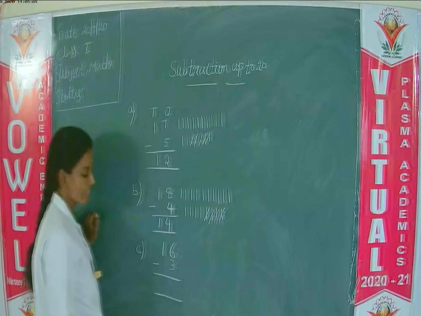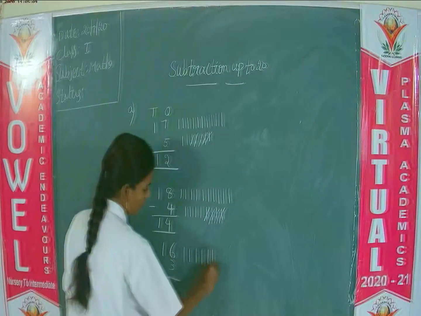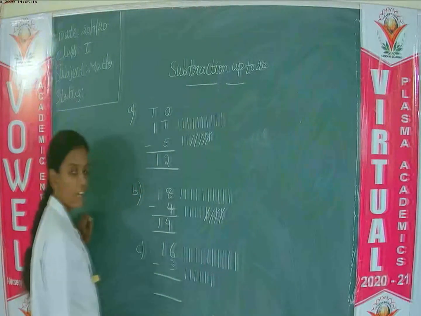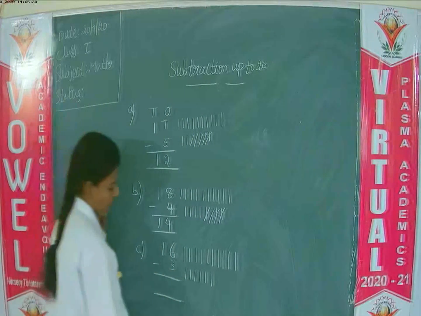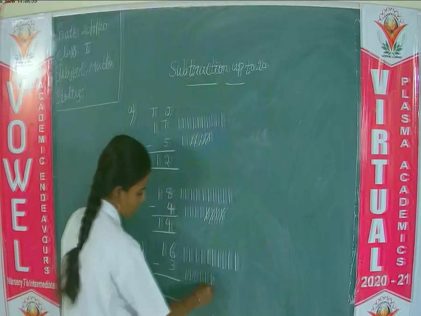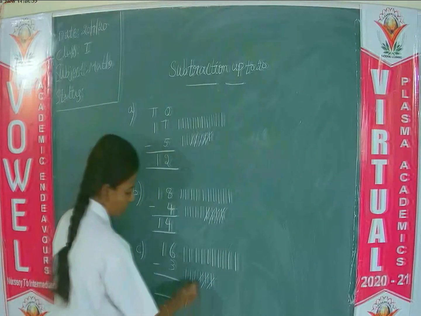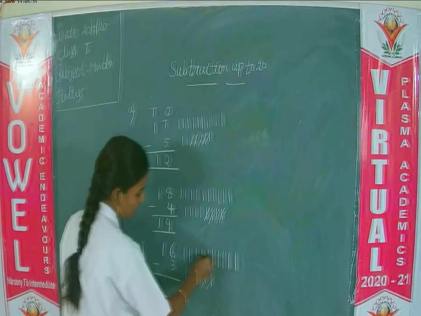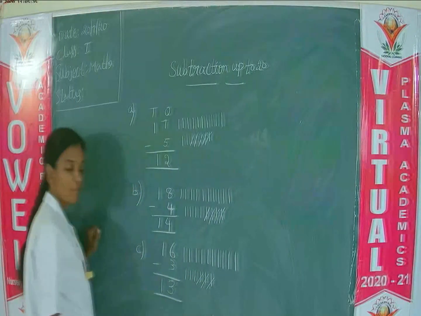Now 16 minus 3. Take 16, children. 1, 2, 3, 4, 5, 6, 7, 8, 9, 10, 11, 12, 13, 14, 15, 16. I have taken 16 lines. In that, 3 I should cross. Let's cross the lines, children. 1, 2, 3. Now how many are left over? Count. 1, 2, 3, 4, 5, 6, 7, 8, 9, 10, 11, 12, 13. So 16 minus 3 is 13.